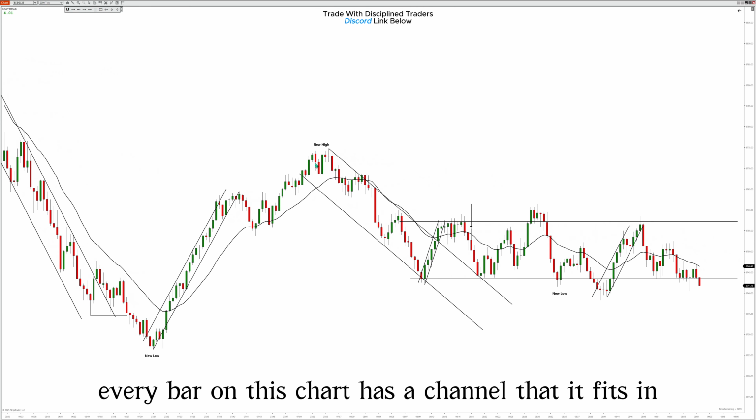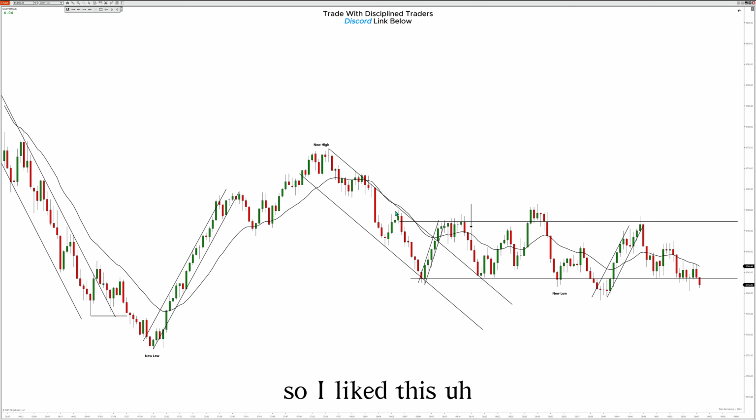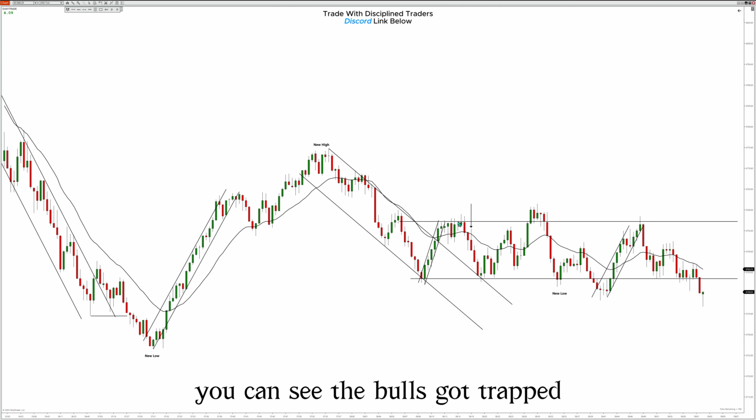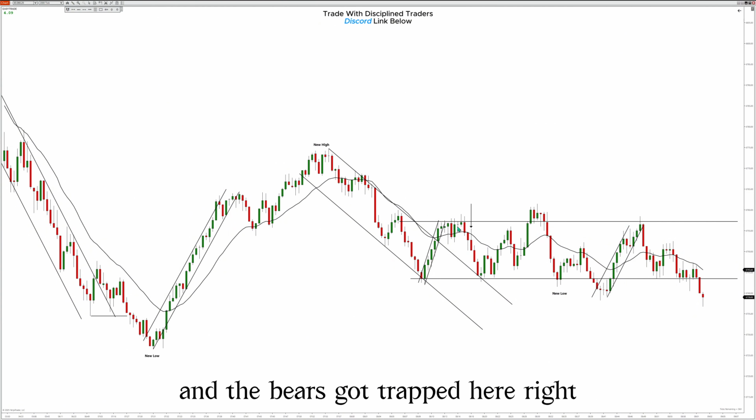Every bar on this chart has a channel that it fits in. So I liked this wider downtrend here. We broke outside of that channel, attempted to create new low. We have this new low, first entry short, pullback, second entry short, failure. So it's a double trap, and then a lower high confirming that double trap. You can see the bulls got trapped and the bears got trapped here, right?